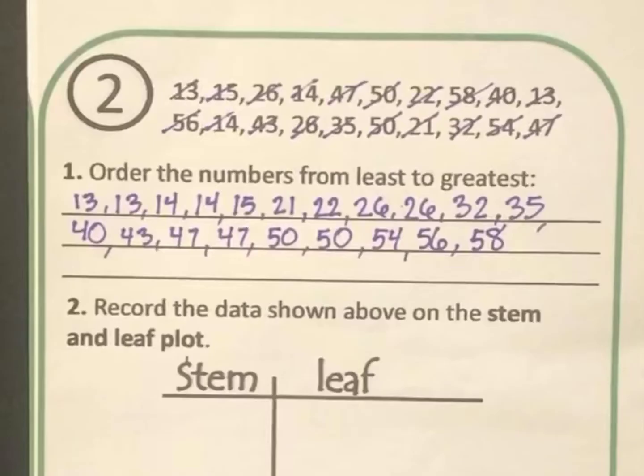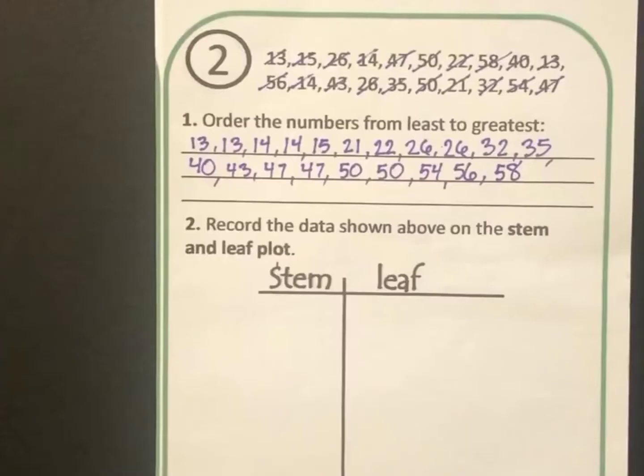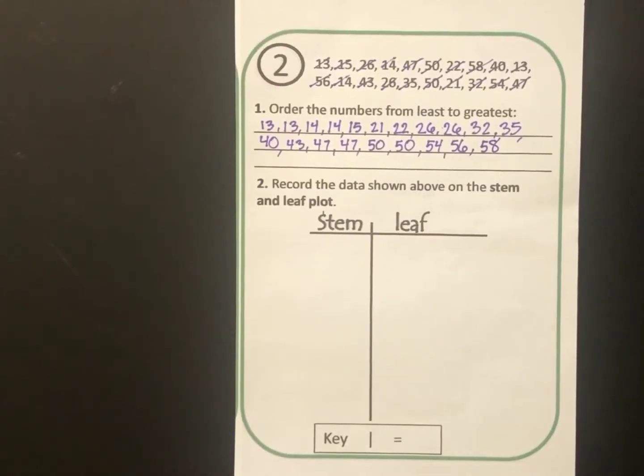Now that I'm finished, I'll just carefully take a look at all of my numbers and all of the ones that are listed above just to make sure there's nothing up there that I've missed. Now for the fun part. The directions say to record those numbers down in the stem and leaf plot below. So I get to make it myself.